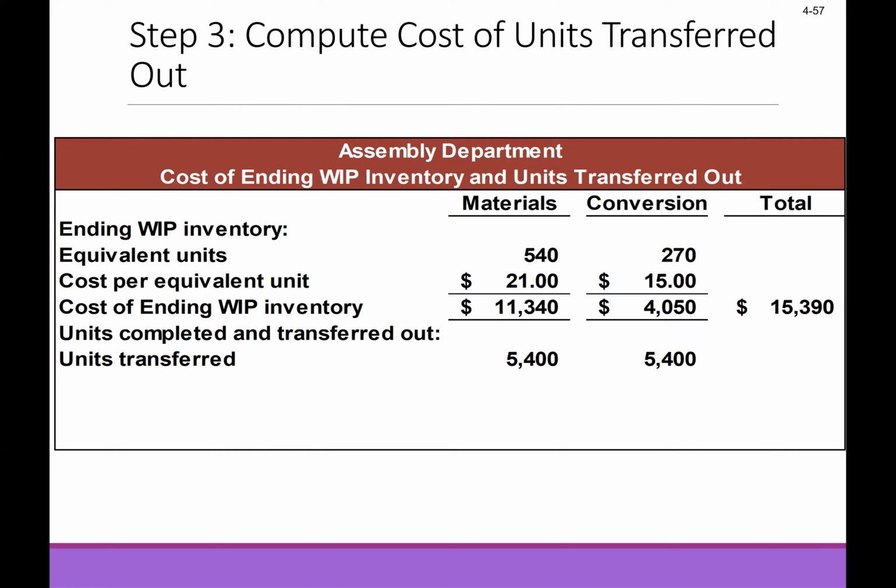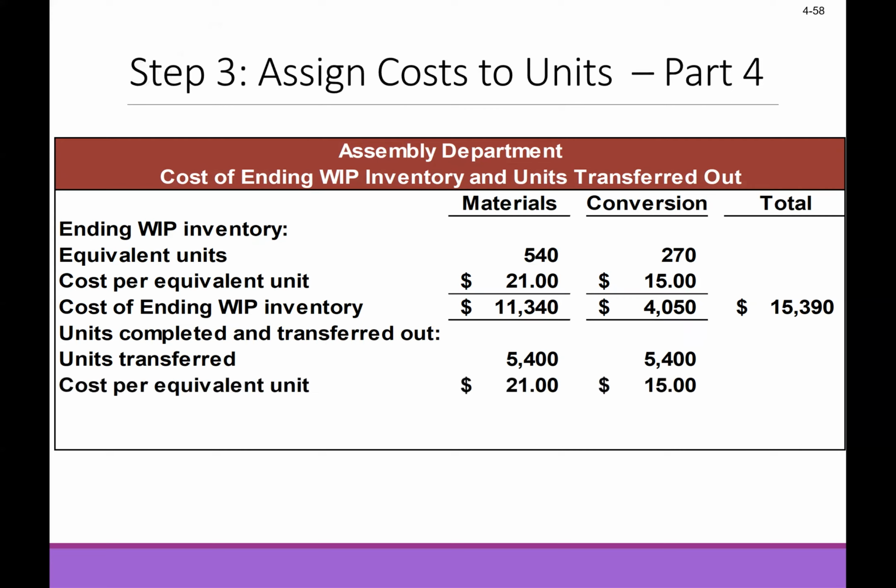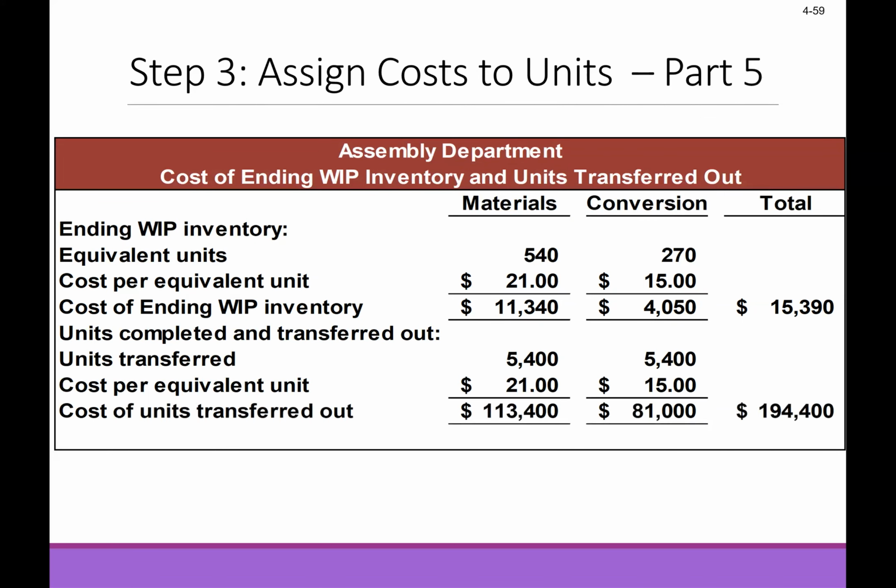The amount that was completed and transferred out: 5,400 units of materials at 21 bucks. The conversion, 5,400 at 15 bucks, shows what was transferred out.